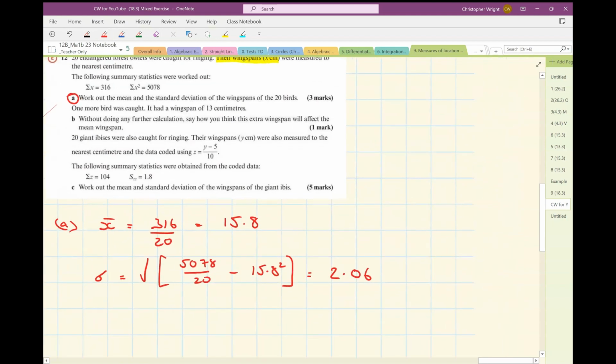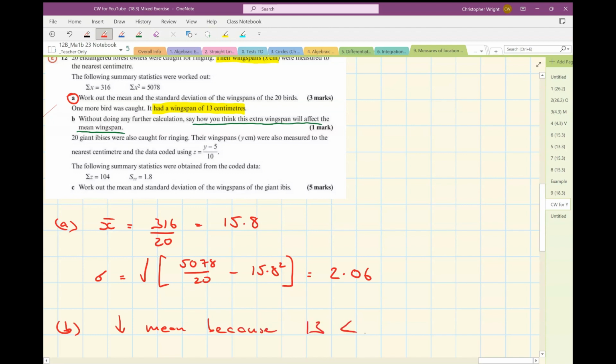Part B. One more bird was caught. It had a wingspan of 13 centimetres. Without doing any further calculations, say how you think this extra wingspan will affect the mean wingspan. Well, before we caught that extra bird, the mean wingspan was 15.8. And our extra bird has got a wingspan of only 13. So that's going to lower the mean, isn't it? So we think the extra wingspan will lower the mean because the new one, 13, is less than the mean of the existing ones.